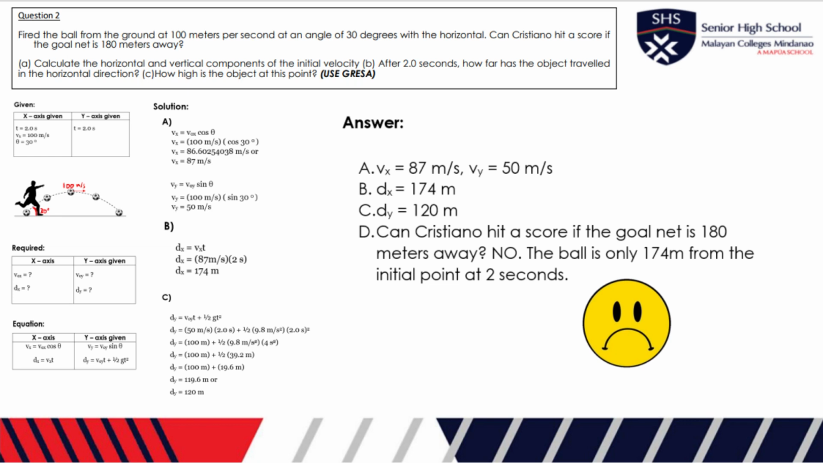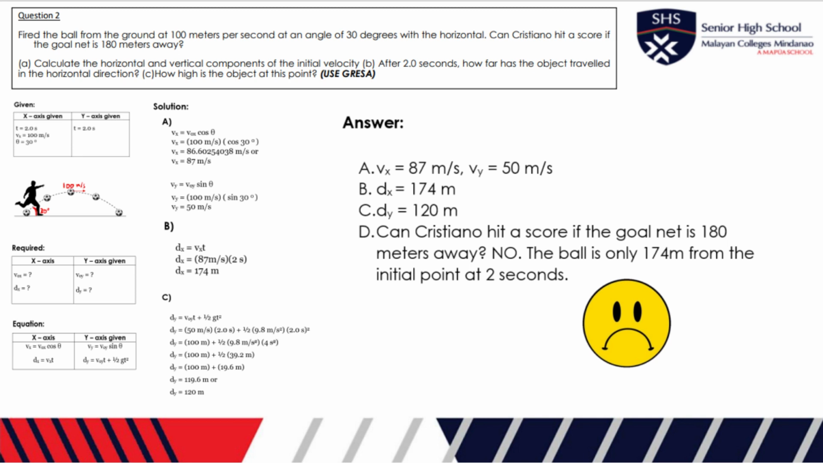So for letter A, that is 87 meter per second for velocity in the x-axis, and for the velocity in the y-axis, that's 50 meter per second. For letter B, the displacement in the x-axis is 174 meter. I just want you to remember that one again because we will be needing it to answer the initial question: can Cristiano hit a score if the goal net is 180 meters away? So remember letter B. Now for letter C, d sub y is equivalent to 120 meter, which we solved earlier.